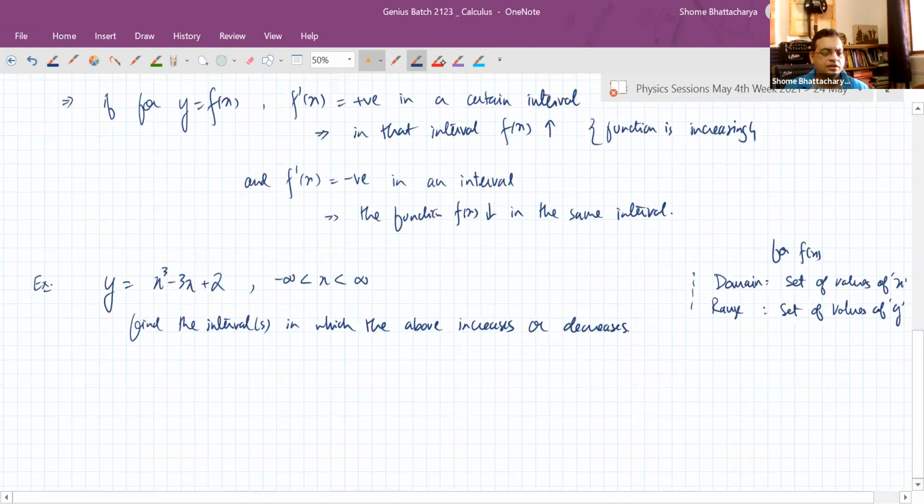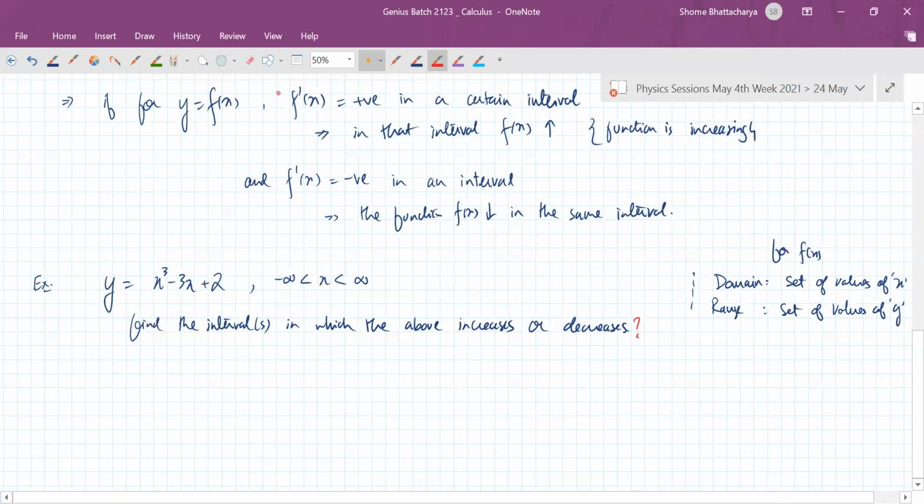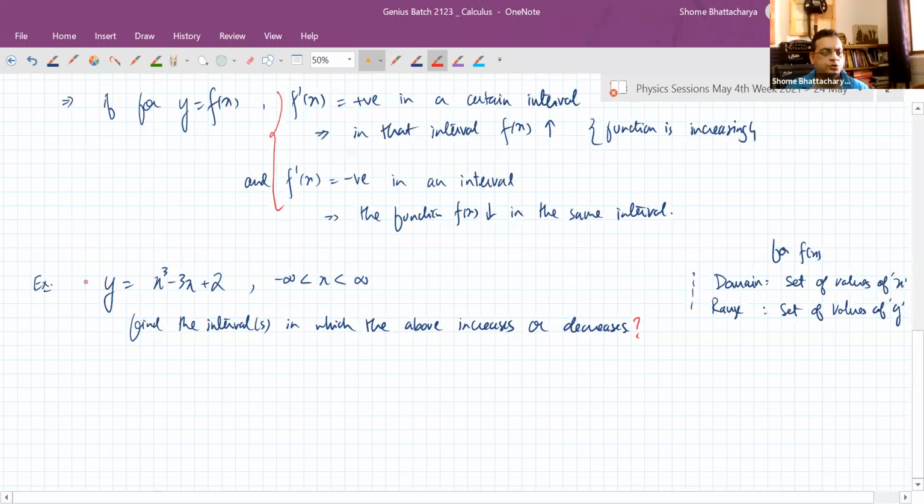So how will we find the interval in which the function increases or decreases, or if there are multiple intervals, how will we find that? So we'll be using this concept. For the given function, first thing we need to do is find the derivative, and then we need to solve the derivative as an inequality, in which part the derivative is greater than 0. That inequality will give us an interval in which the function is increasing, and in which part the derivative is negative, that inequality will give us the second interval where the function is decreasing. Okay, so let's try this out.